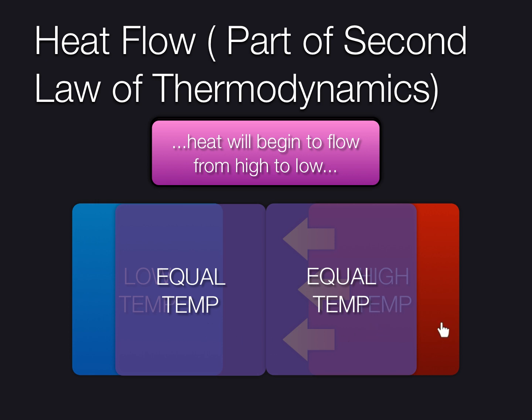But let's just say you have an object that has high temperature over here and you have an object that is of lower temperature over here. The second law of thermodynamics says that energy always flows from high to where it's lower until the 2 objects become equal temperature. Once again, we call that thermal equilibrium. So the second law of thermodynamics says that heat will always flow from high to low. Just like water always flows downhill, heat always flows from high to low.